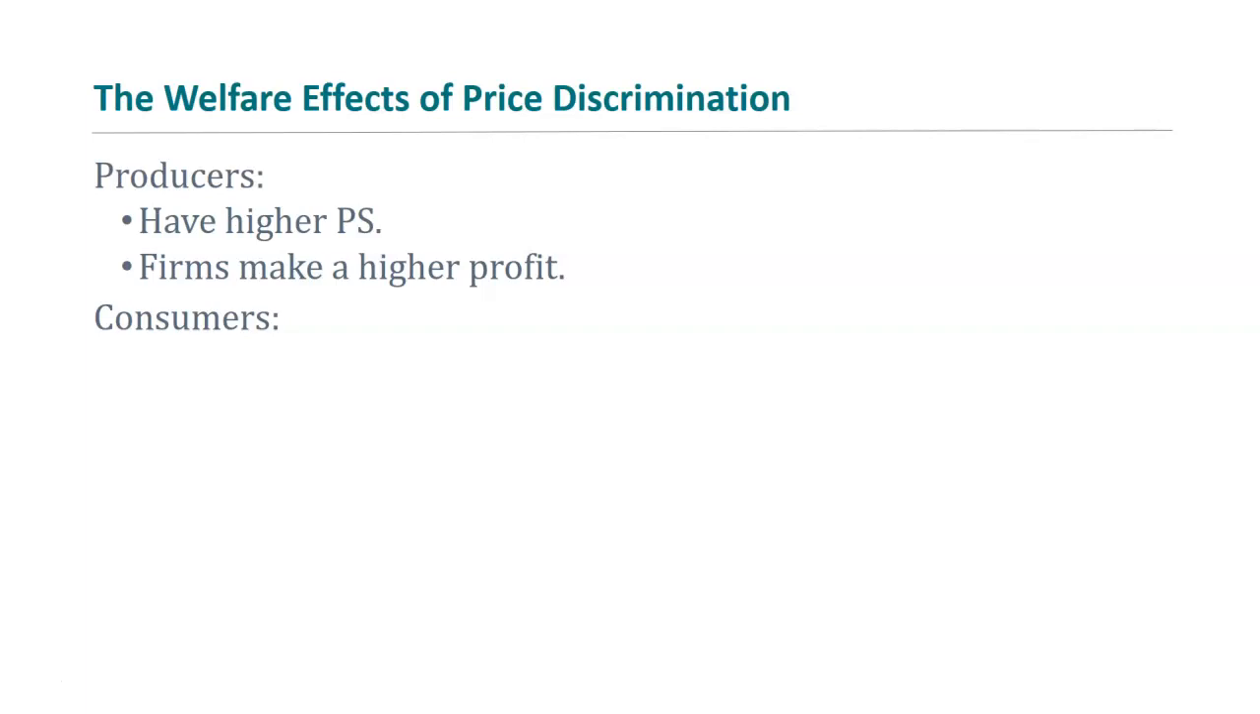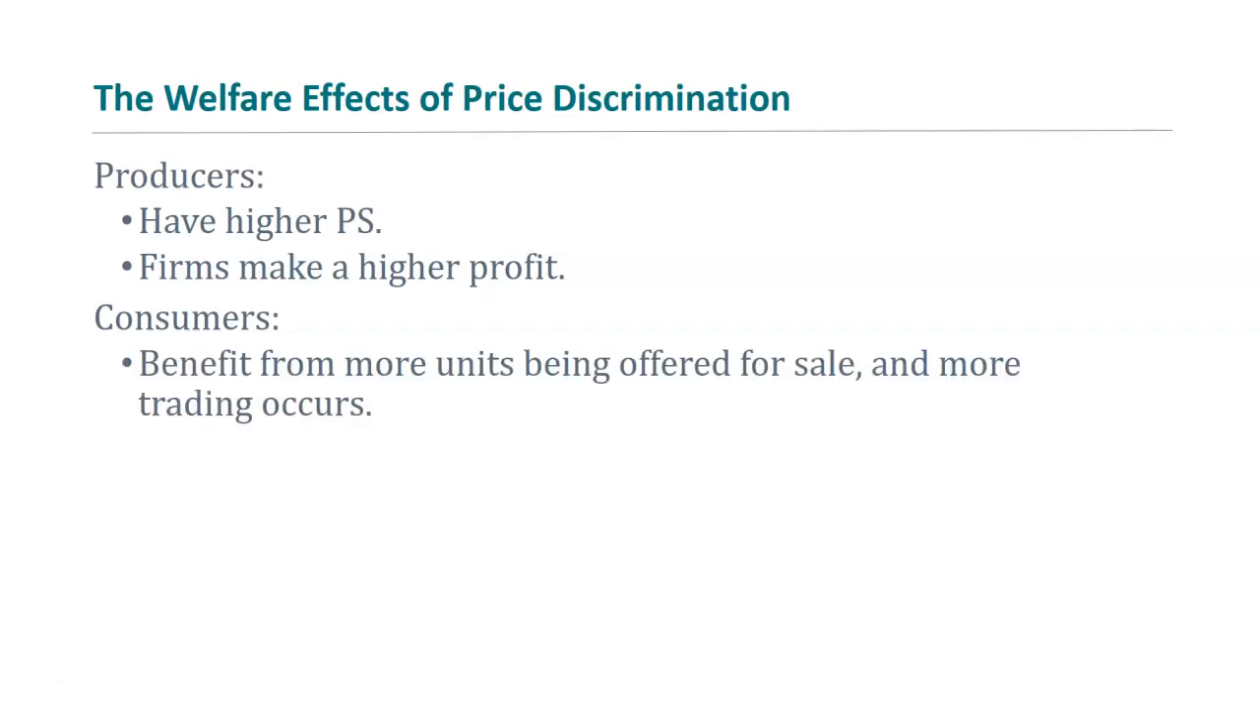At first glance, you might think, no, consumers aren't benefiting because it means that producers can hike prices on certain consumers. But what it also means is that consumers have more options. More units are being offered for sale, and more trading actually occurs. So if you're able to charge that higher price to the customers with high inelasticity, but on the flip side, you offer discounts to folks with more elastic demand, those discounts are allowing more individuals to benefit from trade in the market. More folks will come into the market because of those discounts.